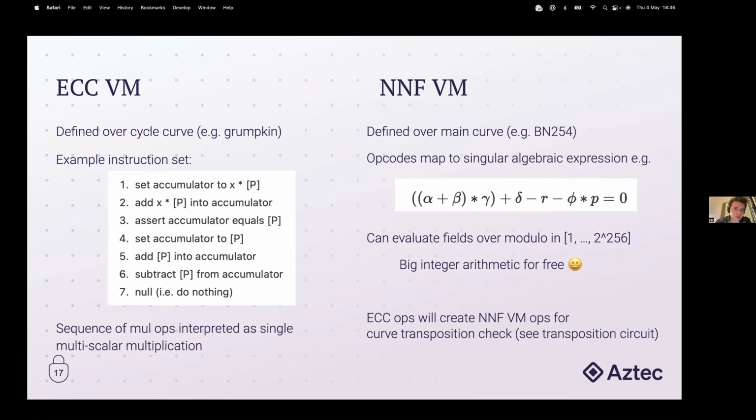So if that's the case, then you get some other nice stuff for free. It means that you can get big integer arithmetic for free, which is kind of useful for other use cases. It means you can do arithmetic over arbitrary 256-bit moduli. So you can do secp256k1, as well as stuff over your cycle curve and your main curve. So you basically want one row in your non-native field virtual machine to do somewhat general arithmetic statements that cover a large amount of operations.